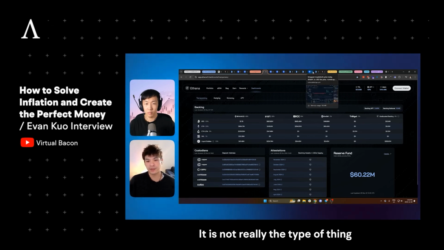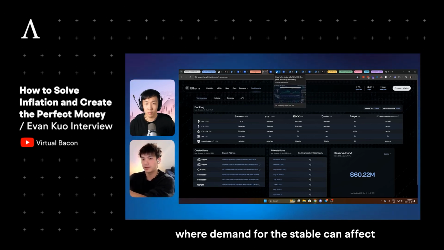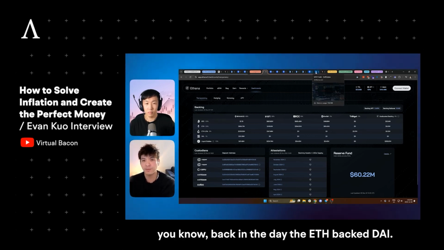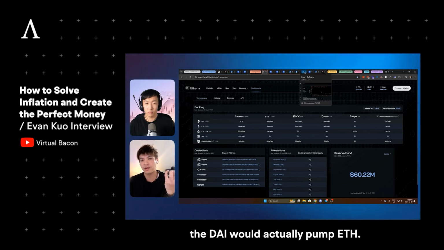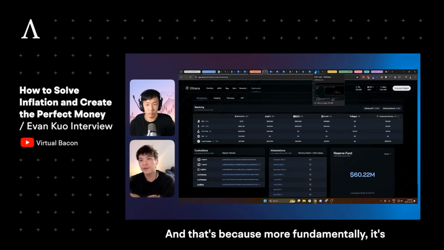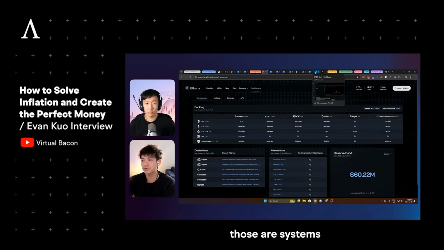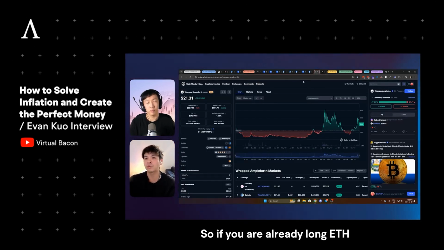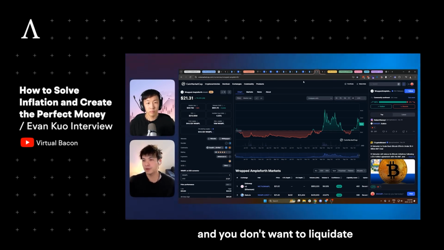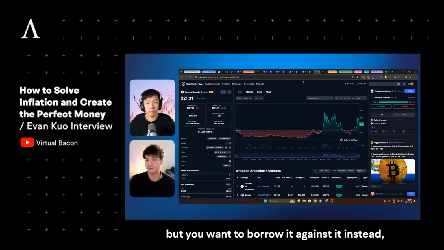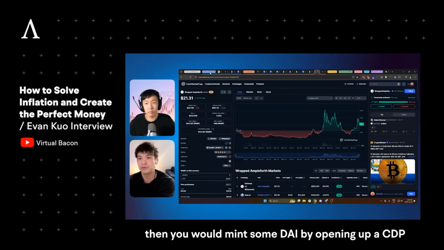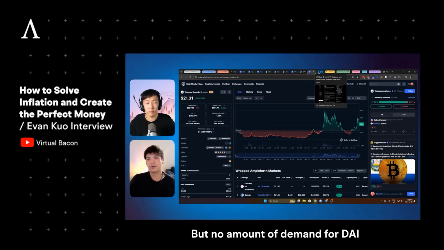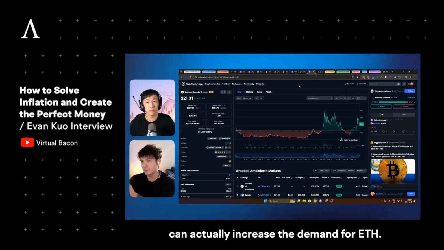It is not really the type of thing where demand for the stable can affect the underlying in any way, shape, or form. Same is the case with Liquity, or back in the day the ETH-backed DAI, right? No amount of demand for DAI would actually pump ETH, because more fundamentally, those are systems that allow you to borrow against ETH in order to mint DAI. So if you are already long ETH and you don't want to liquidate your ETH position, but you want to borrow against it instead, then you would mint some DAI by opening up a CDP, top up your positions, and monitor that. But no amount of demand for DAI can actually increase the demand for ETH, right?